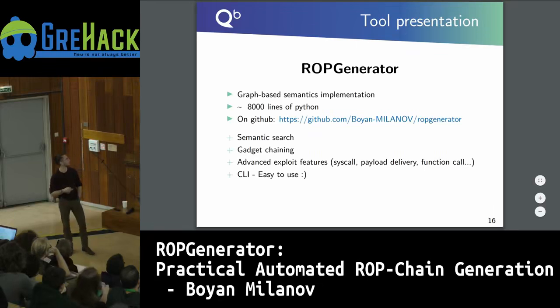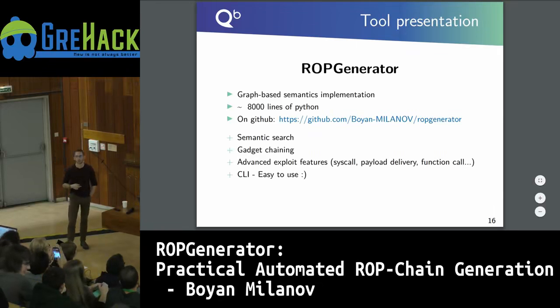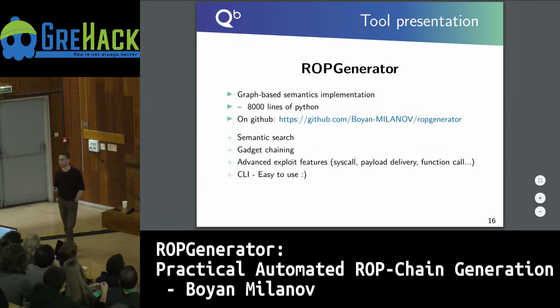I implemented those methods, so the graph representation and the search engine, in a tool, ROPGenerator. It's written in Python, and you can find it on GitHub. It's free. The tool can do semantic search. It can chain gadgets, and you also have more advanced exploit strategies, as we will see in the demo.